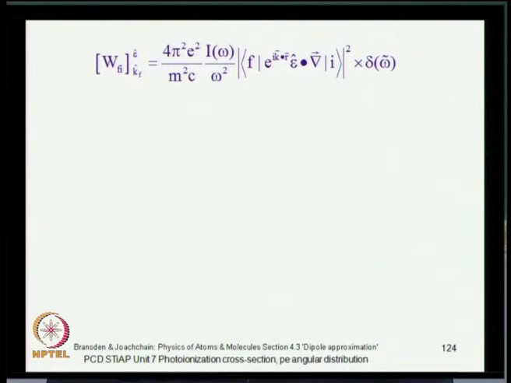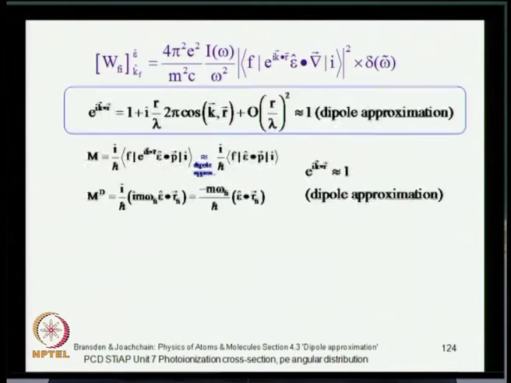So, let us quickly recapitulate the relations that we have with us. So, this is the expression for the photoionization rate for photoionization process in which a photoelectron is ejected along the unit vector kf, and the electromagnetic radiation is considered to be polarized along the direction epsilon.